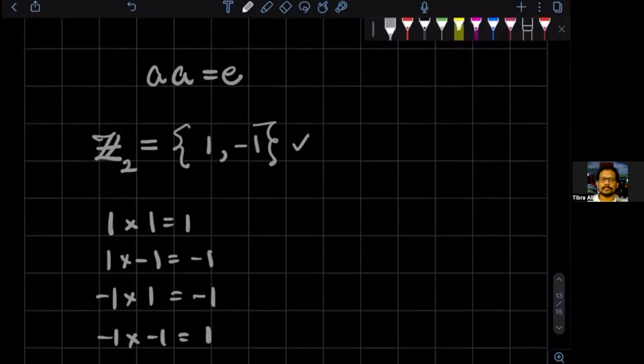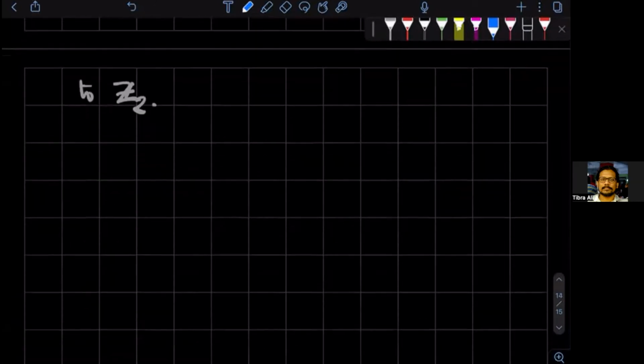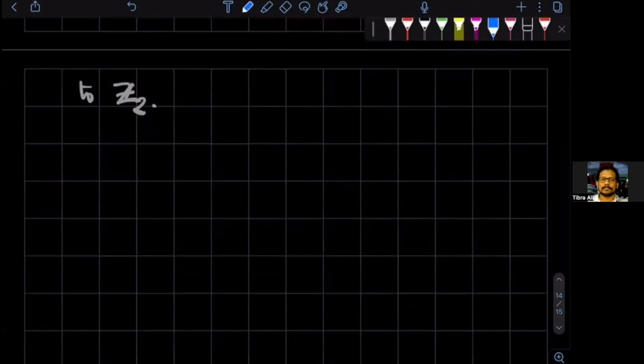And this is an example of a representation of the group Z2. So there are other representations. I challenge you to find two matrices, M1 and M2, which are not numbers, which also follow the same multiplication table. Okay, so try that. That would be another representation.